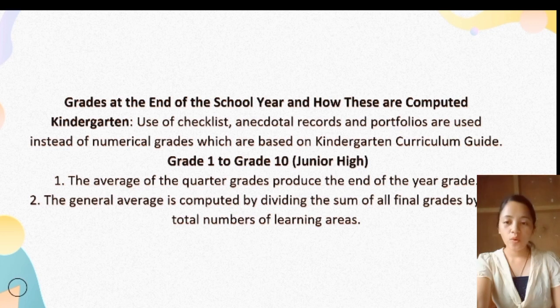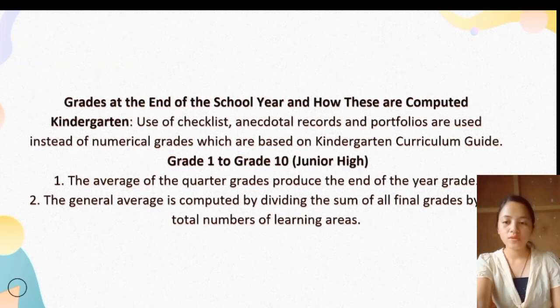And for grade 1 to grade 10 or junior high school, the first basis for the computing of their grades is the average of the quarter grades produces the end of the year grade, and the second is the general average is computed by dividing the sum of all final grades by the total numbers of learning areas. Each learning area has equal weight. And we have here the table.